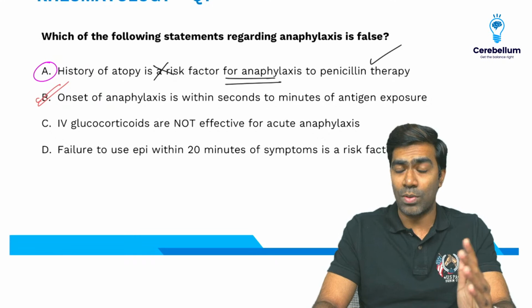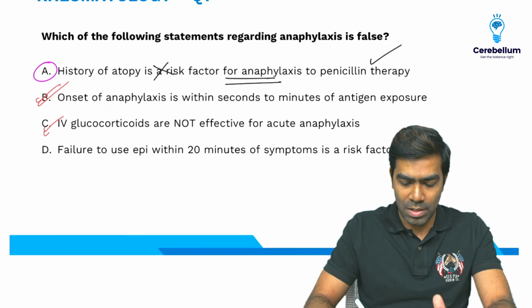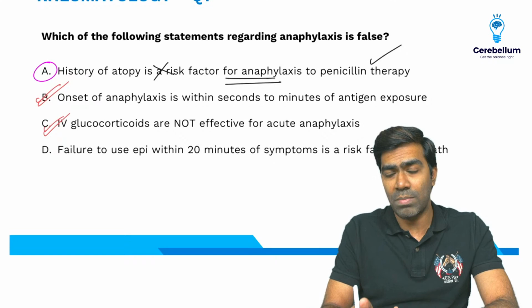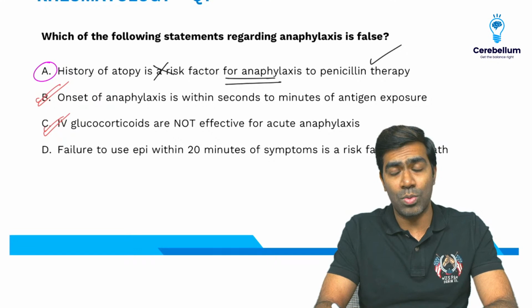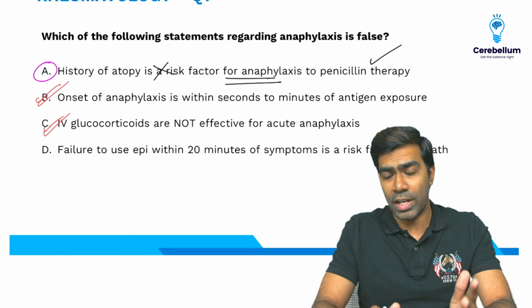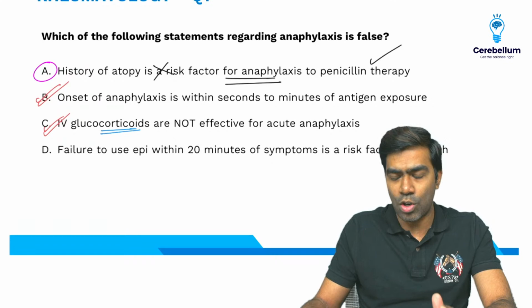IV glucocorticoids are not effective for acute anaphylaxis. That's a correct statement. Then why do we give steroids? Remember, for acute anaphylaxis, the most important treatments are going to be the IV fluids, antihistaminic drugs, and probably some epinephrine. That is going to be the treatment for acute anaphylaxis. So why do we give glucocorticoids? Everyone will know that we give glucocorticoids in all patients with anaphylaxis. But why do we give?